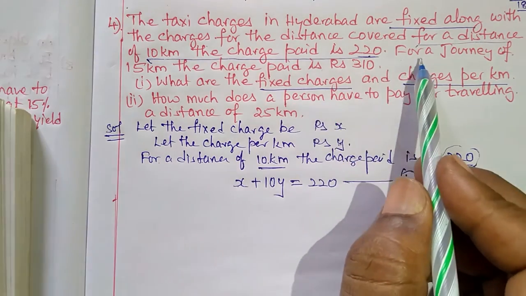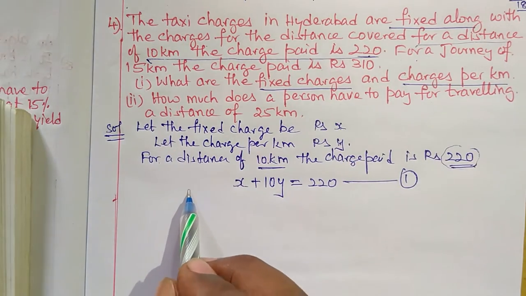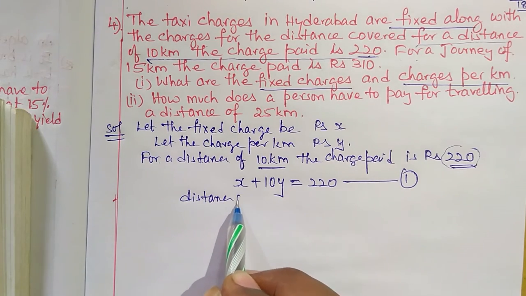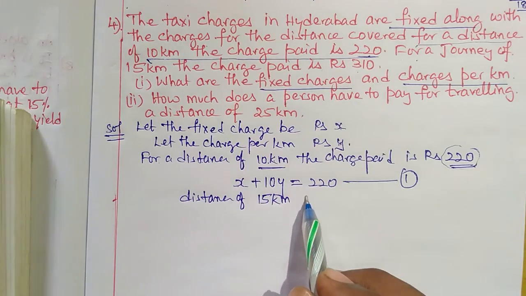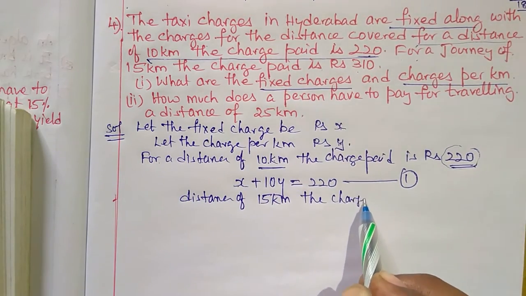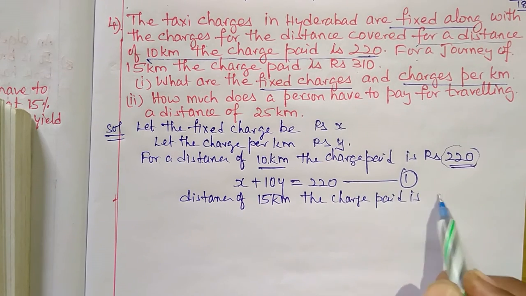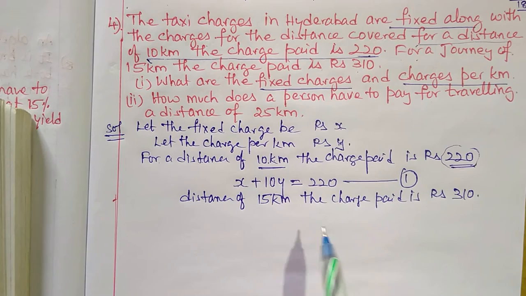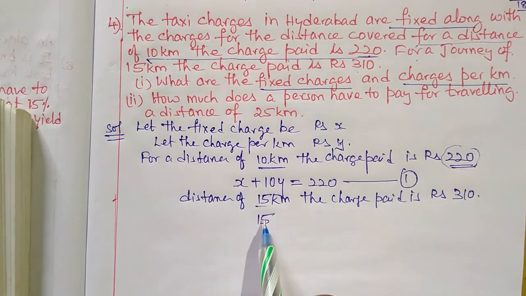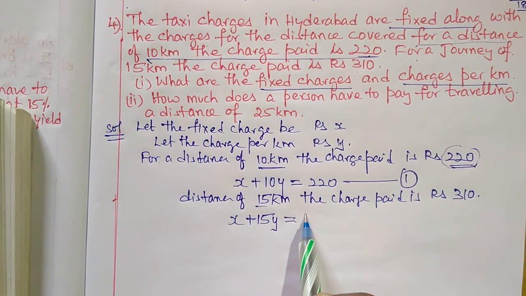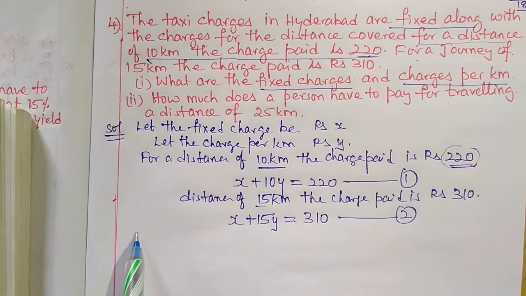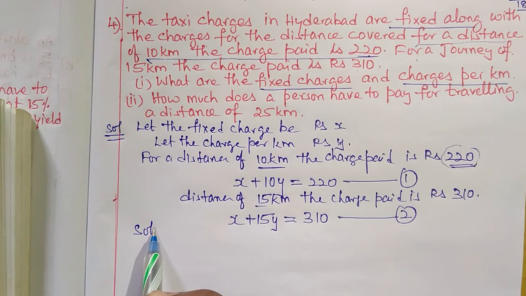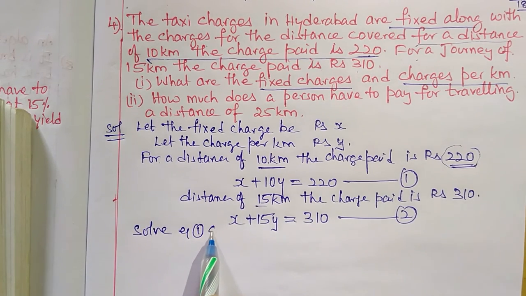Now see the second condition. For a journey of 15 kilometers, he paid a charge of 310 rupees. Again, he has traveled 15 kilometers, the charge per kilometer is Y, the fixed charge is X, and in total he has paid 310 rupees. So this is equation 2. Now solve equations 1 and 2 to find the values of X and Y.